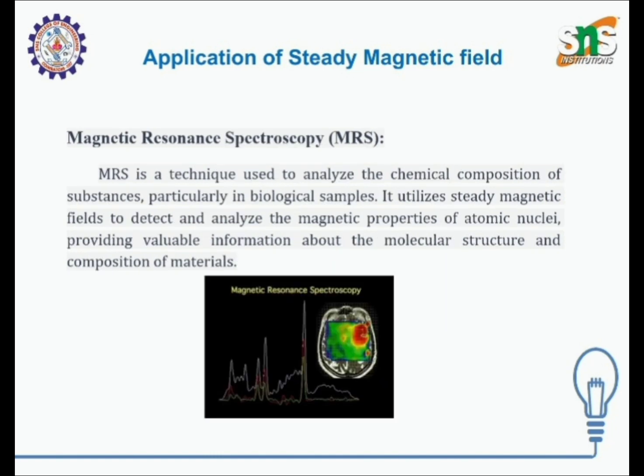Next is magnetic resonance spectroscopy, MRS. It is a technique used to analyze the chemical composition of substances, particularly in biological samples. It utilizes steady magnetic fields to detect and analyze the magnetic properties of atomic nuclei, providing valuable information about the structure and materials. Next is magnetic sensors and compasses.